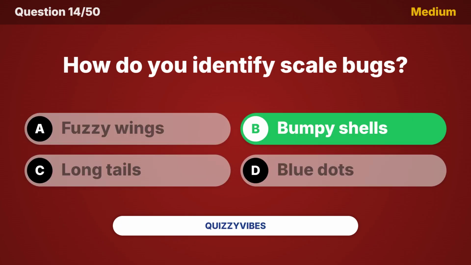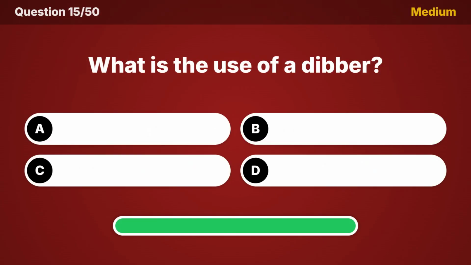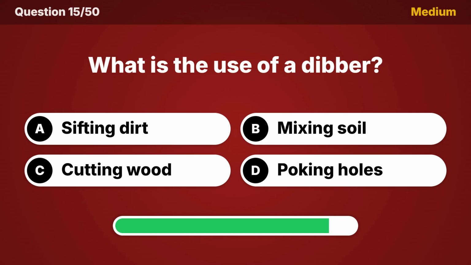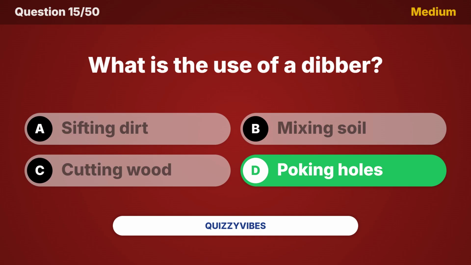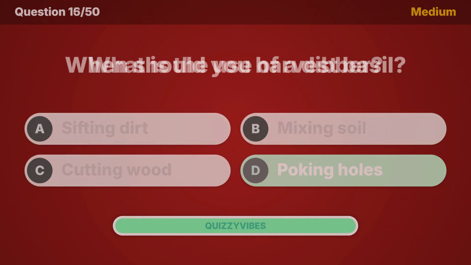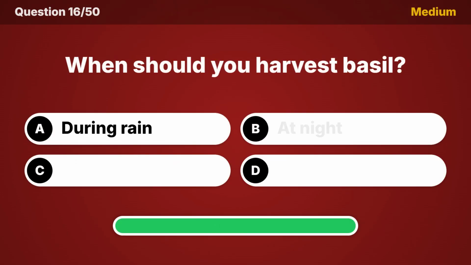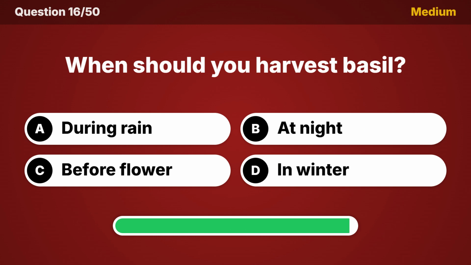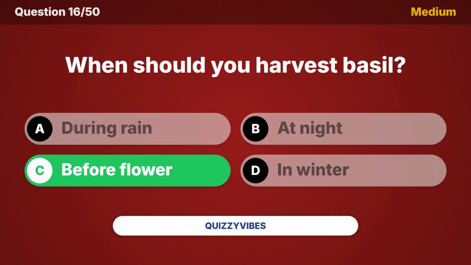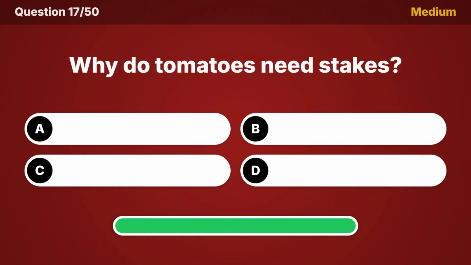Time's up, it's bumpy shells. What is the use of a dibber? And the answer is poking holes. When should you harvest basil? Answer, before flower. Why do tomatoes need stakes?